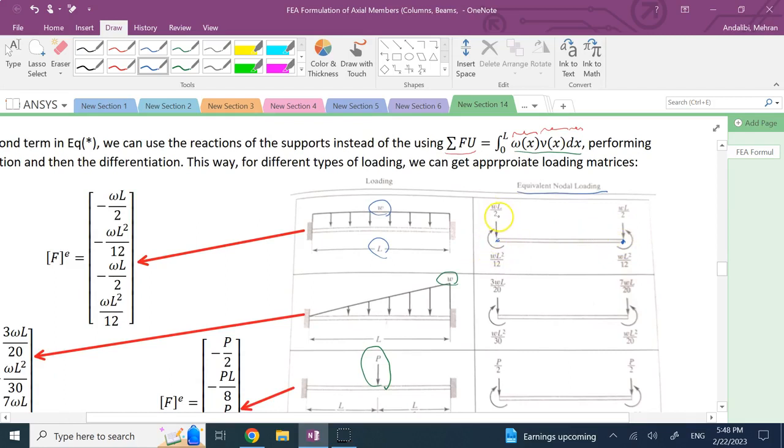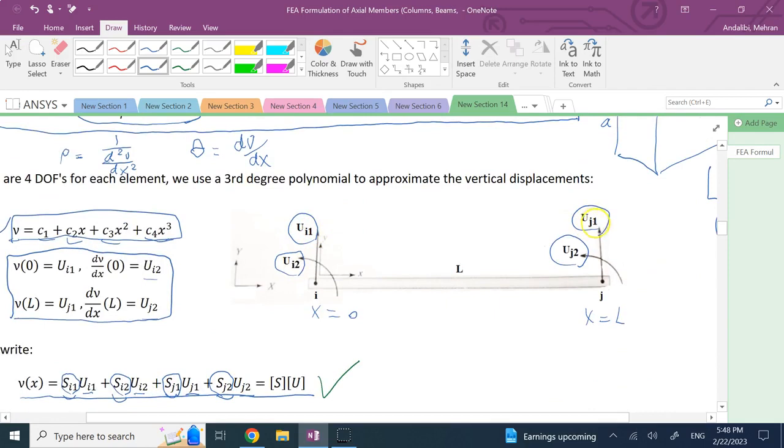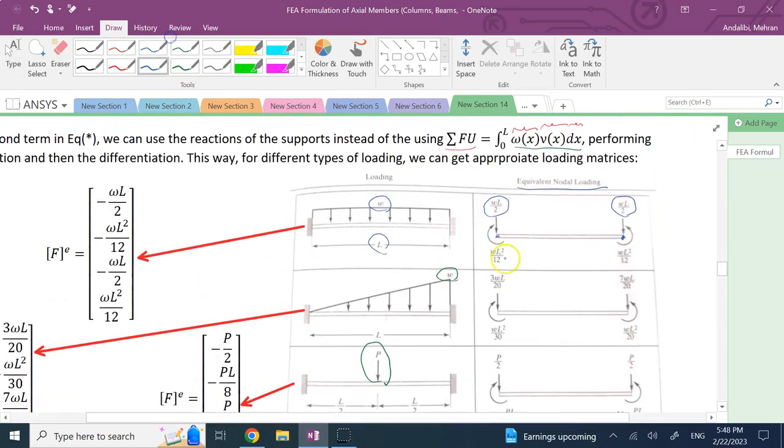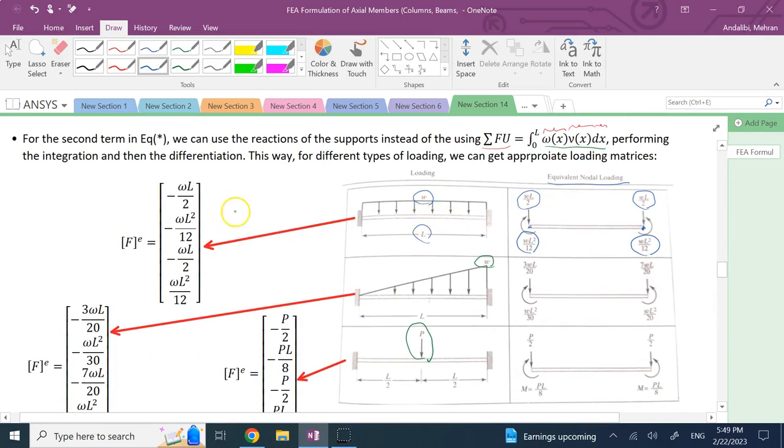And then clearly these WL over 2's, which are forces, and in the vertical direction, they would work on what? They would work on UI1 and UJ1, which are vertical displacements, and then UJ2 and UI2 are the displacement due to what? Due to these bending moments, WL squared over 2, and the same thing on this side. Therefore, I can use those four guys and say that the nodal forcing matrix for this scenario is exactly this guy. Look at it.